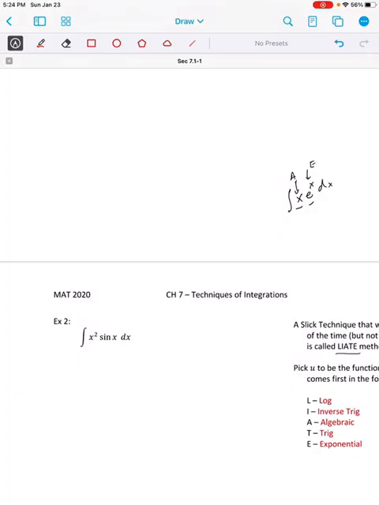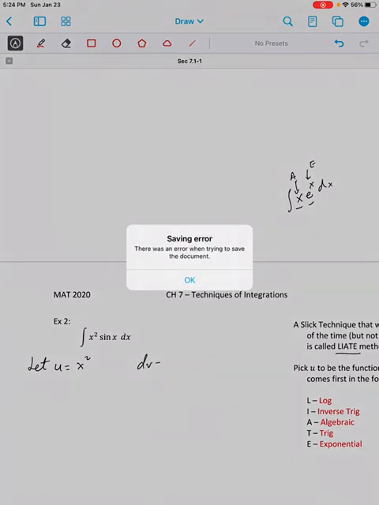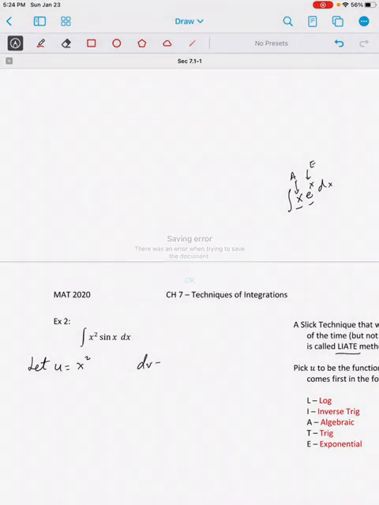Now looking at this example, we have x squared times sine x. So sine x is a trig function and x squared is an algebraic function. In the list, A is coming first. So we will start by saying let u equals x squared and dv equals sine x. And remember, dx will come along with it. You will not take dv to be just sine x, it is sine x dx.